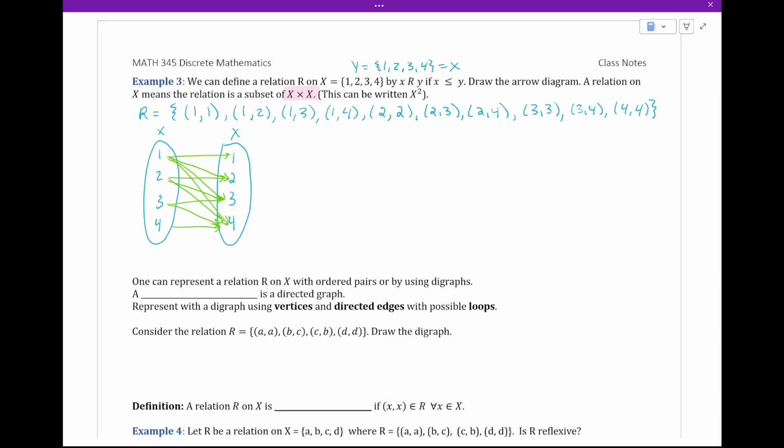As we see our set get bigger, we see these arrow diagrams looking more and more chaotic and less helpful. And we're going to look at here in a little bit a different way to visually represent this that looks a little cleaner.